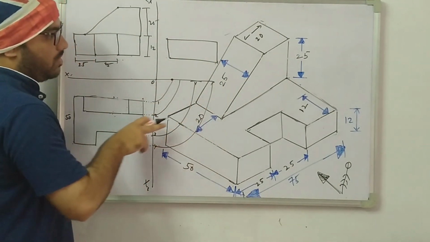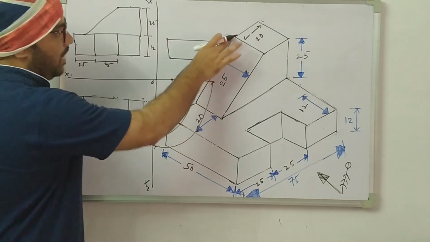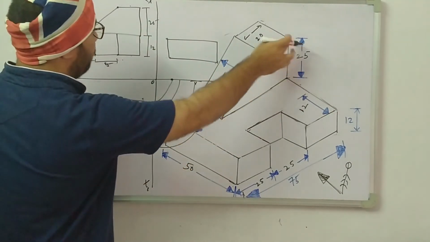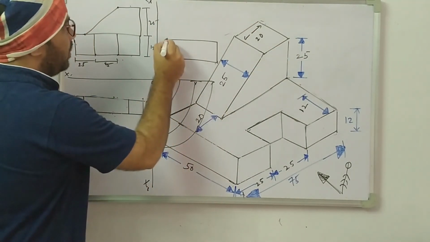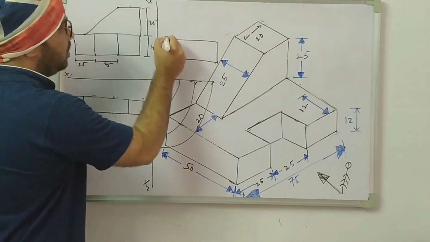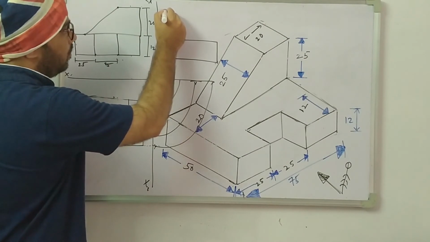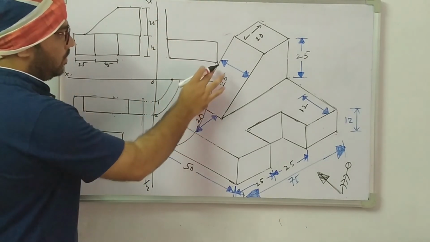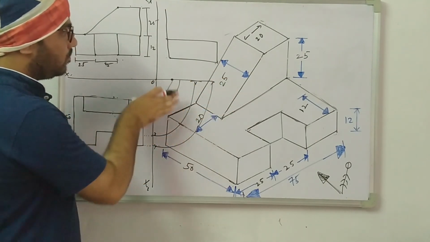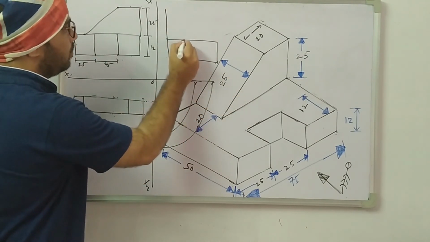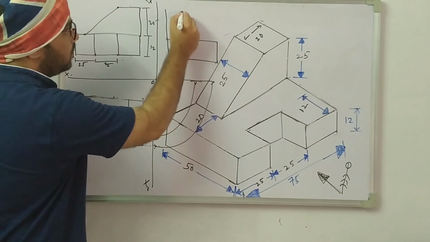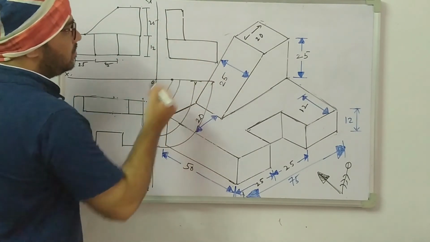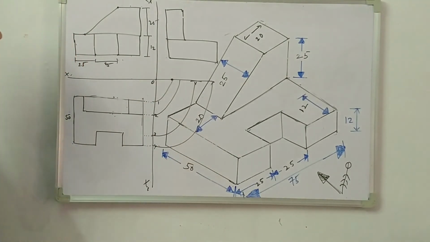Next, now I am watching from this side. I can see this slant face, and what is the height of the slant face? 25. The height is already mentioned in the top view and in the front view, that is 25. And what is this length? This length is 25. From here to here, measure 25 distance, create the box and join the line. So this is the side view we are going to watch in the diagram.